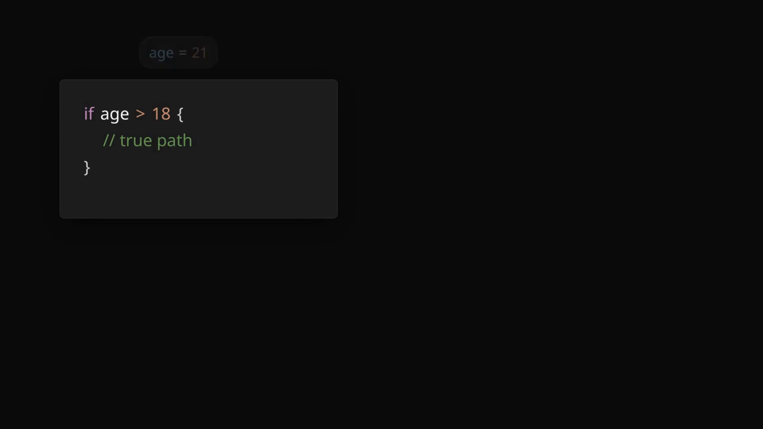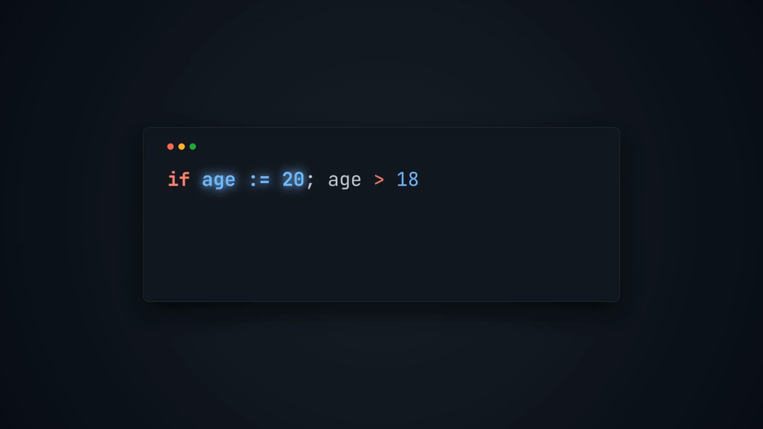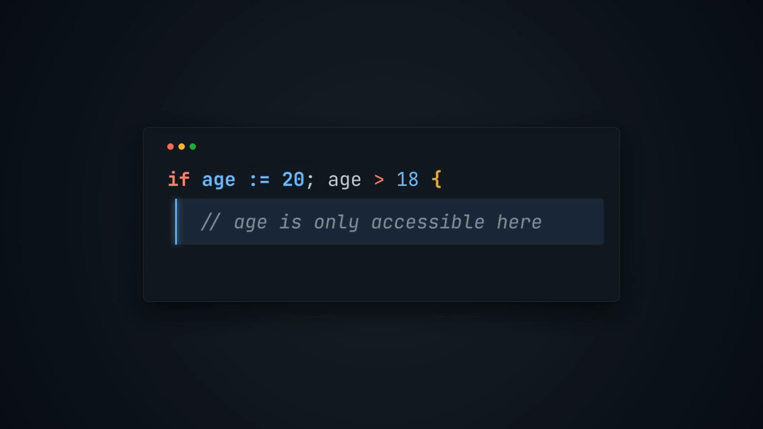The if statement lets you run code based on a condition. If the condition is true, the code inside runs. Otherwise, it is skipped. Go also allows a short statement inside the if condition. You can declare and use a variable in the same line, making your code more concise.